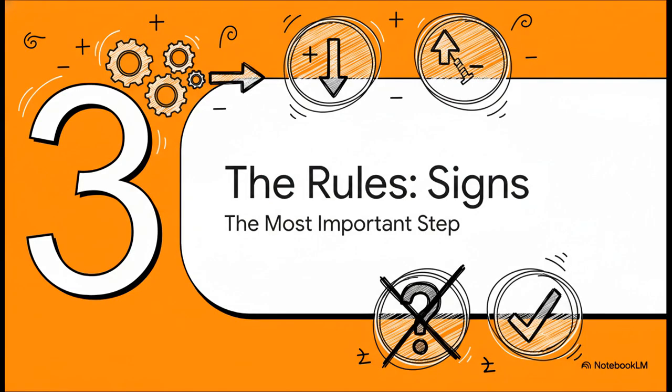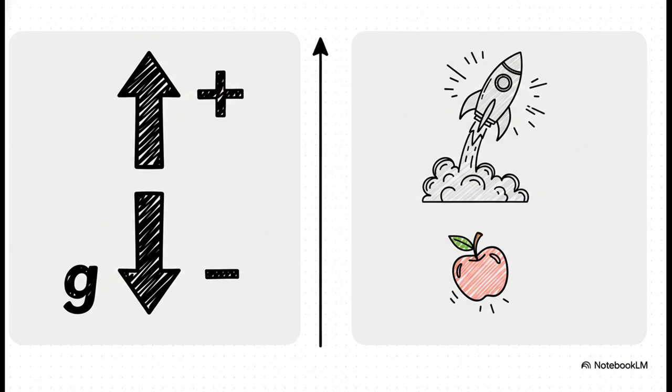Now, just knowing these equations is not enough. We have to know how to use them correctly, and for that, we must learn the rules. This, my friends, is the most important step, and it's where students often make mistakes. It's called the sign convention, so let's pay full attention here. Let's make a simple rule together, and we'll stick to it for all our problems. We will decide that any quantity, like velocity or displacement, that is directed upwards, we'll call that positive, and any quantity that is directed downwards, we'll call that negative.